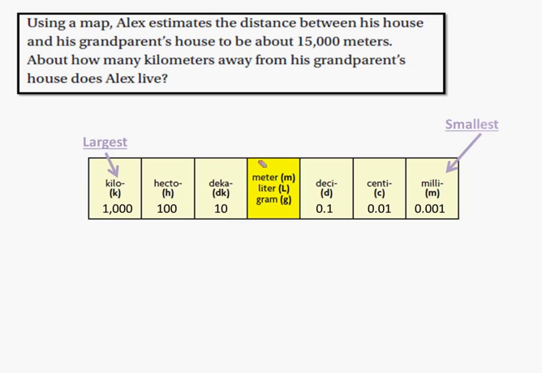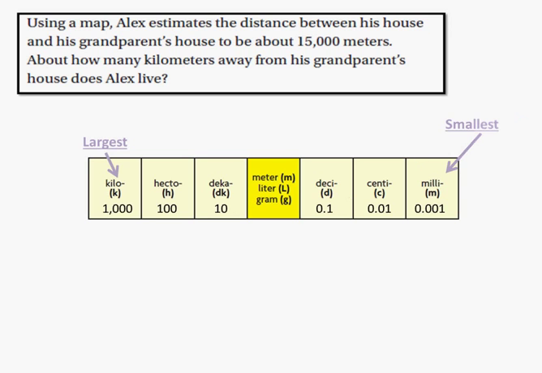Same goes for the others. So a hectometer, a hectoliter, and a hectogram, you move over 2 places, and so there's 2 zeros after the conversion factor. So there's 100 meters in a hectometer, 100 liters in a hectoliter, 100 grams in a hectogram. And for decameters, decaliters, and decagrams, we move over 1 place, so that's 10. And we have this on our cheat sheet, in case we forget.